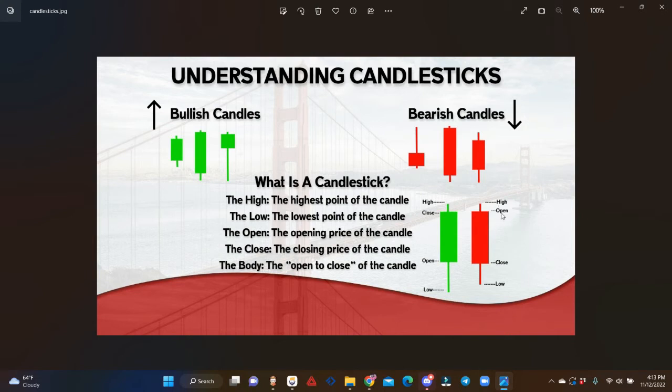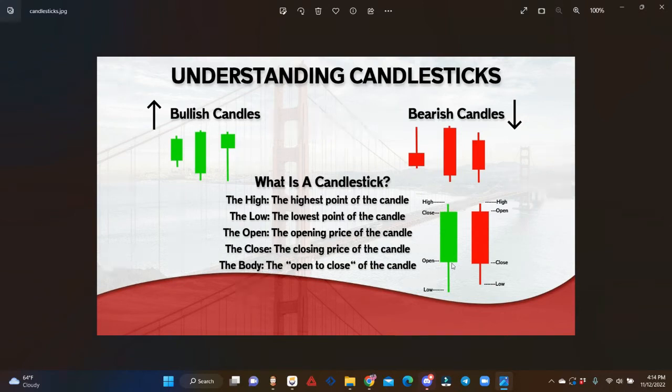The same thing happens for a bearish candle. The candle started right here. This is the open. It went up just a little bit. This is the highest point, the high. It dropped. It came all the way down here, which is the lowest point of the candle, and then it came back up and closed right here before that hour was up. All right, so I just explained to you guys the high, the low, the open, and the close.